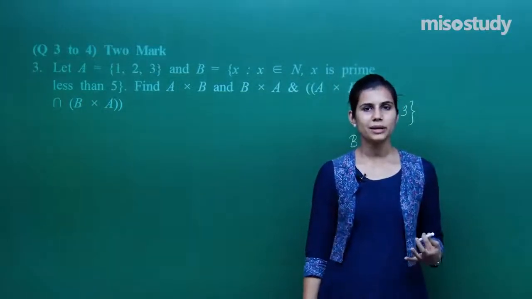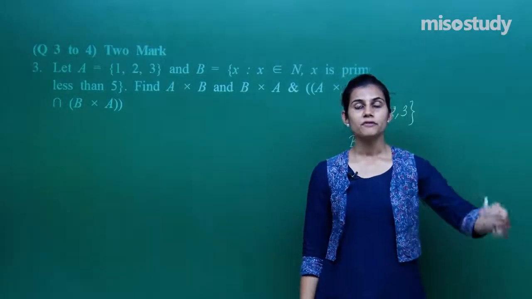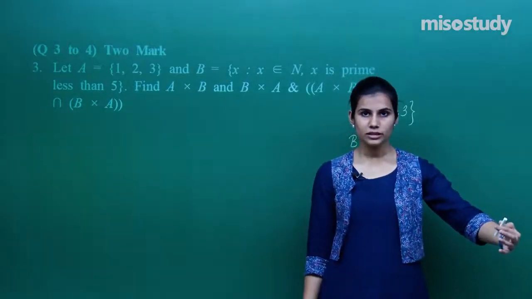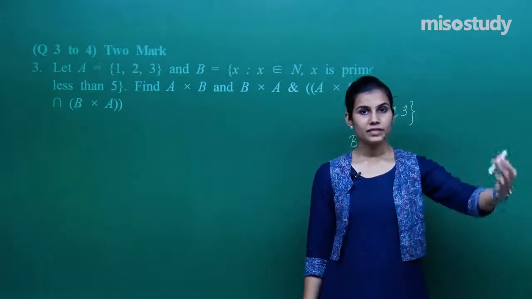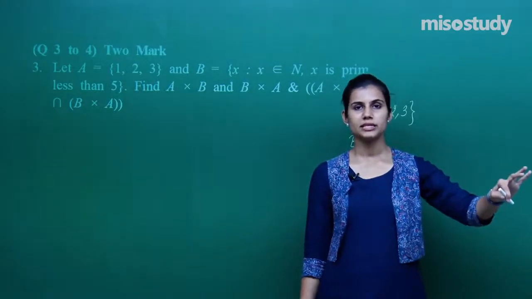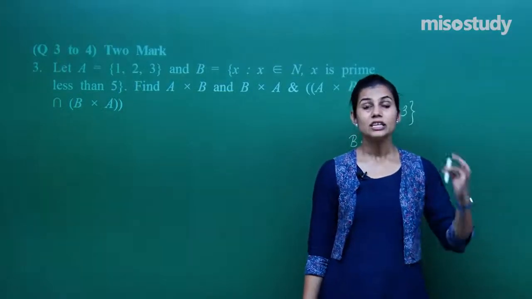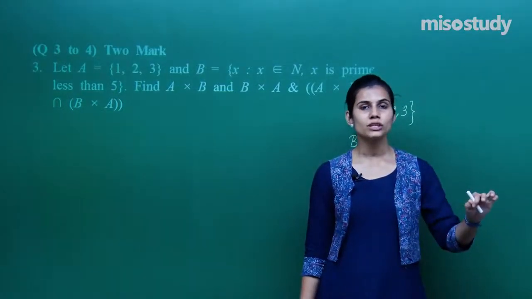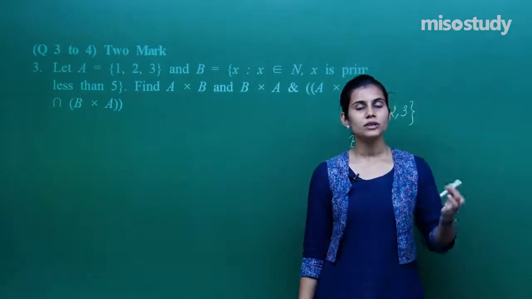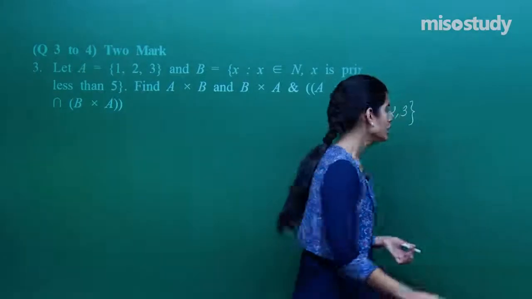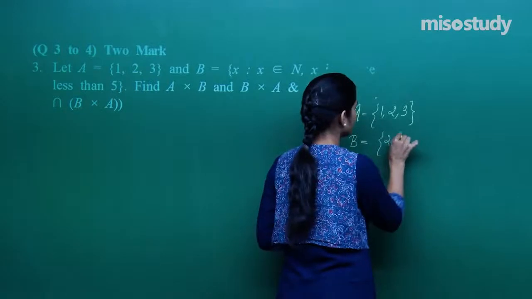Let's just start counting the prime numbers: 2, 3, 5, 7 and so on. I am not going to proceed the list ahead. Why? Because I only need those prime numbers which are strictly less than 5. That means I am not allowed to include 5. Before 5 lie 2 and 3 as my prime numbers less than 5. So B is nothing but 2, 3.